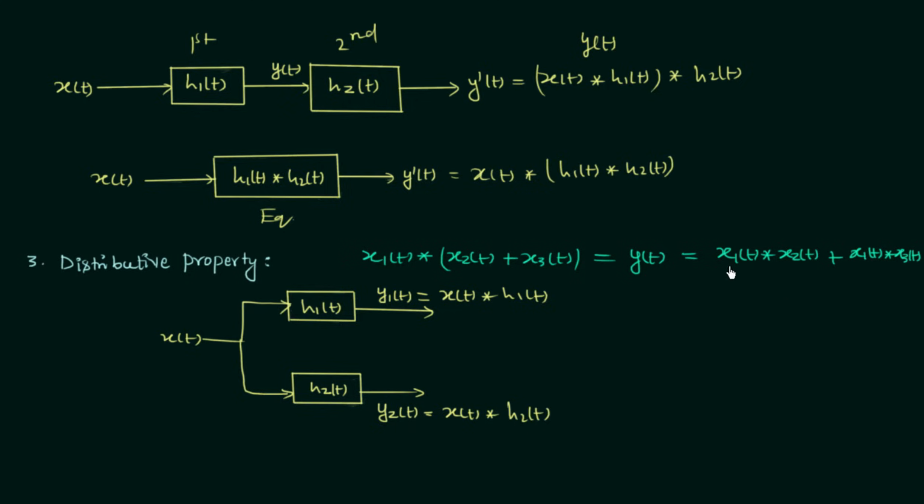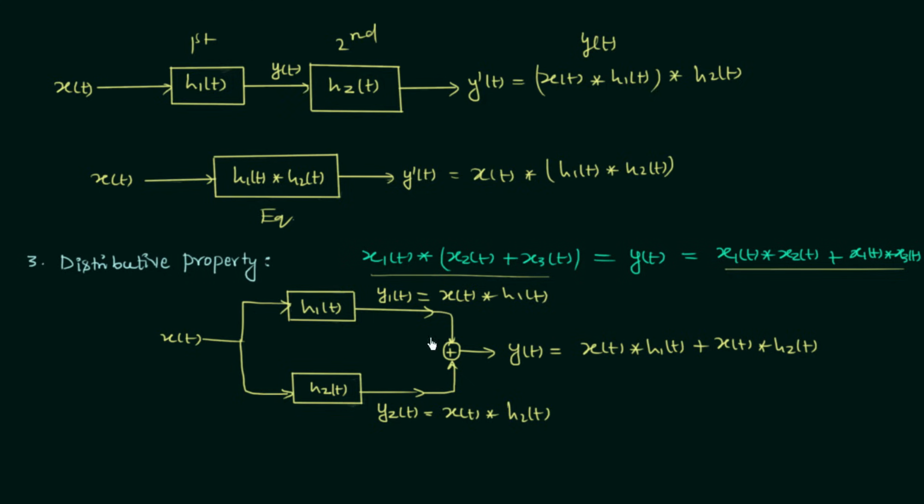And now to get this result, we will add the two outputs y1(t) and y2(t). We will add the two outputs, and the final output is, let's say, y(t). It is equal to x(t) convolution h1(t) plus x(t) convolution h2(t). Now according to the distributive property, this result can also be written as this result.